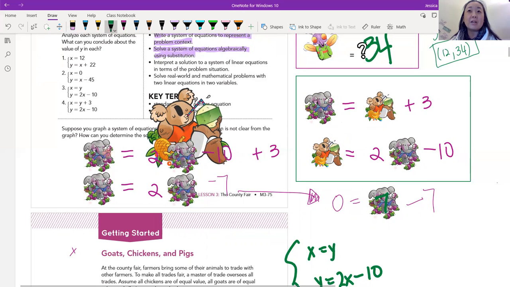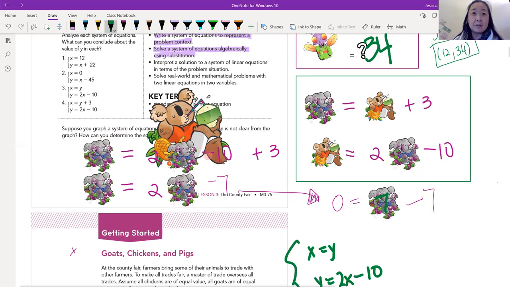If you notice right here, if I take this top equation, I know that an elephant is equal to the koala plus 3. Well, if I just put in what koala is also equal to, the 2 elephants minus 10, do you see how that's equal to koala? So we literally just took out that koala and then put in the 2 elephants minus 10.